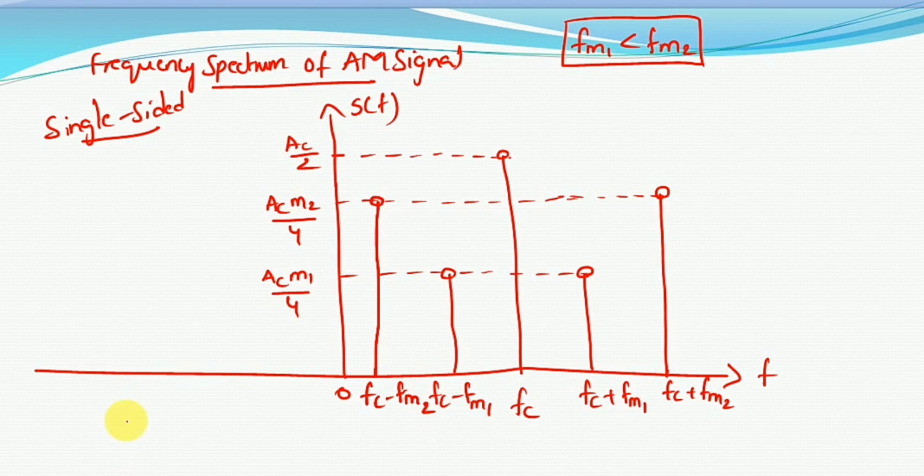If you want to draw the double-sided spectrum, then consider the negative portion. Okay, then we will get the full double-sided frequency spectrum of the AM signal for the multitone modulation.